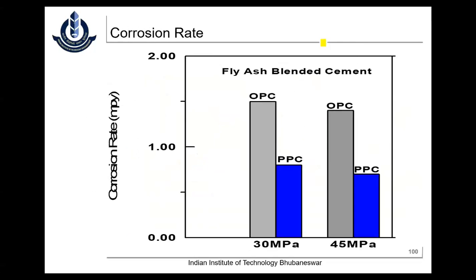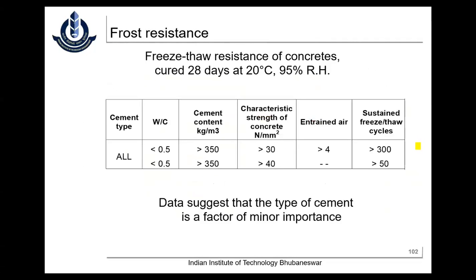And some of my lab results: we have done corrosion rate measurements for steel in blended concrete. Whenever you are using a PPC cement, the corrosion rates are 50% lower. Definitely your service life will also be improved by 50%. The same was the case for slag cement, and for frost resistance as well.